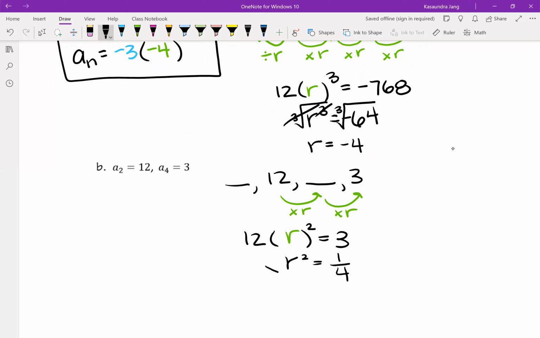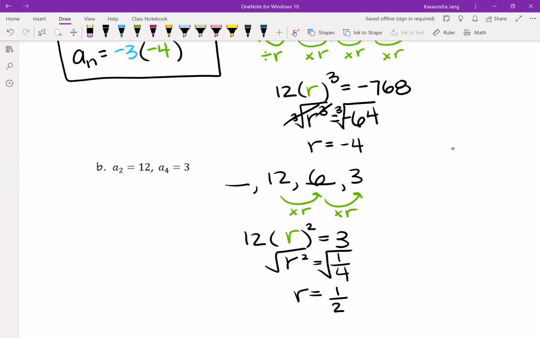And I'm going to get rid of my squared exponent by doing a square root. All right, and then square root of 1 is 1, square root of 4 is 2. So it looks like I've got a 1/2. Let's see if this works. 12 times a half, like half of 12 is 6. Okay, 6 times a half, half of 6 is the 3. Okay, this is looking good.